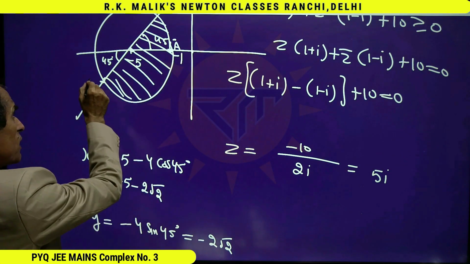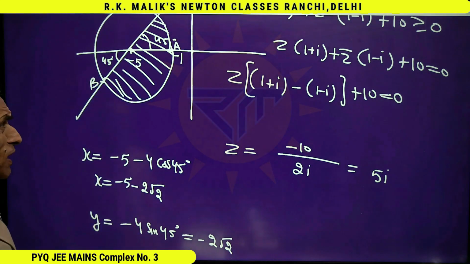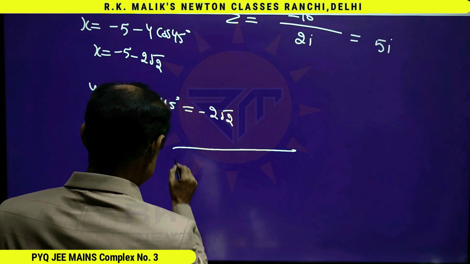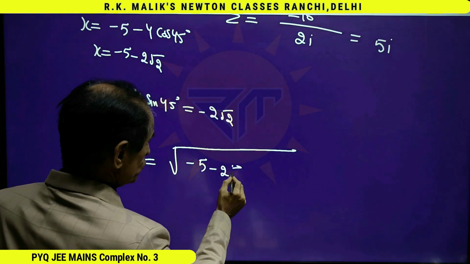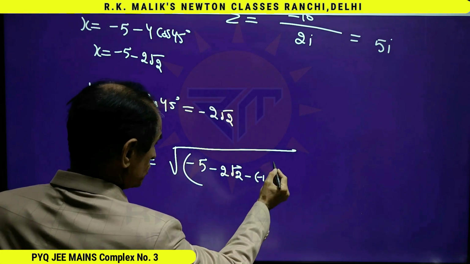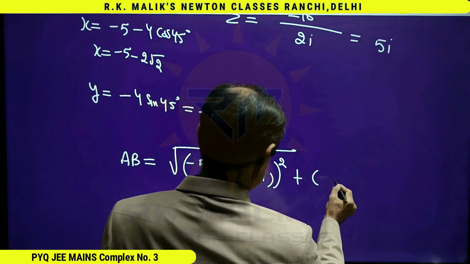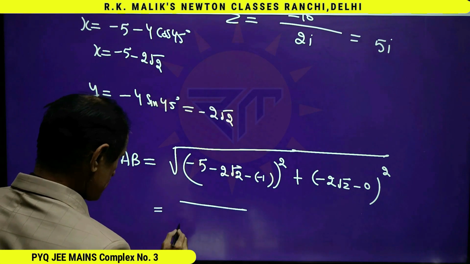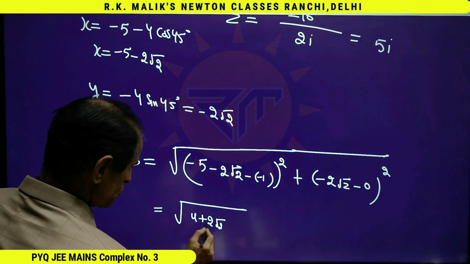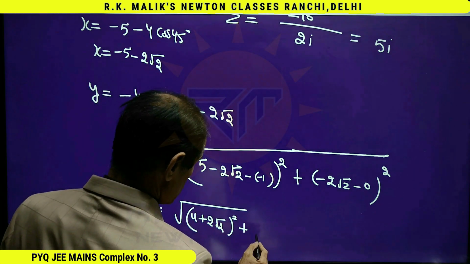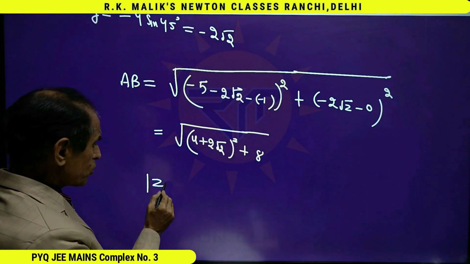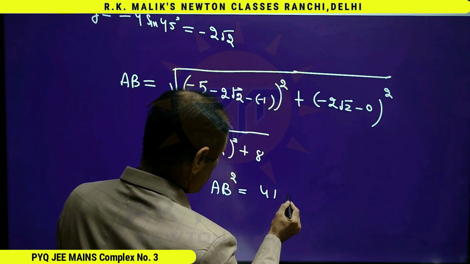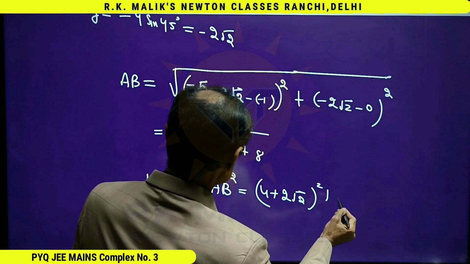Let us name this point as A, this point as B. Out of all these points, this point is at maximum distance from the point A. Now, AB is equal to the square root of minus 5 minus 2 root 2 minus 1 whole square plus minus 2 root 2 whole square. That is, 4 plus 2 root 2 whole square plus 8. Hence, mod of z plus 1 whole square means AB square, equal to 4 plus 2 root 2 whole square plus 8.